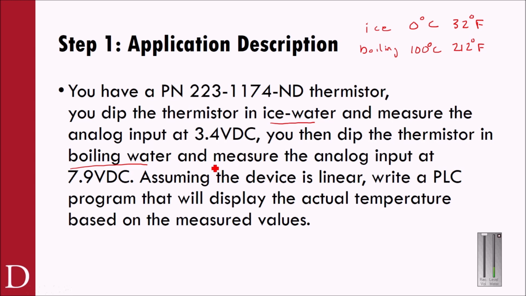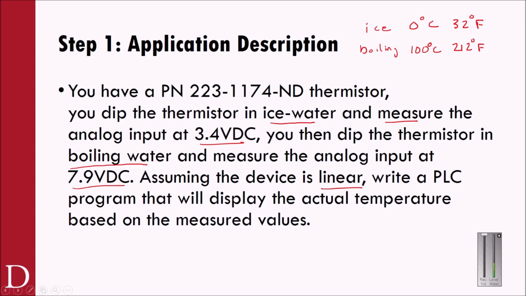But also notice what we did when we did that. We also measured the voltage. So we're going to measure the voltage at our analog input. Now we're going to make an assumption which is incorrect. But there are sensors out there that are linear.